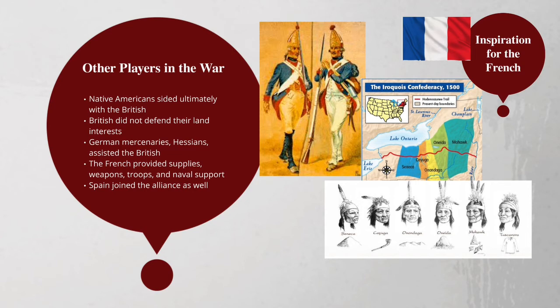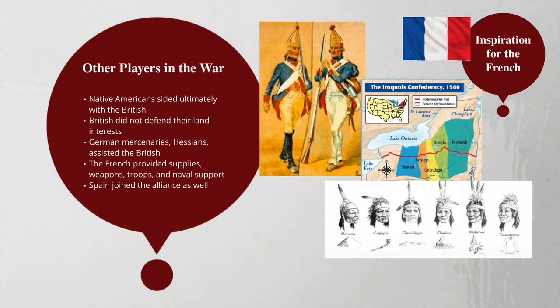Germans were involved, obviously, as I just talked about. The French provided supplies, weapons, troops, and naval support to the Americans. This did ultimately bankrupt the French, causing a huge economic crisis in France. Spain did join the alliance, but it was kind of after the fact.